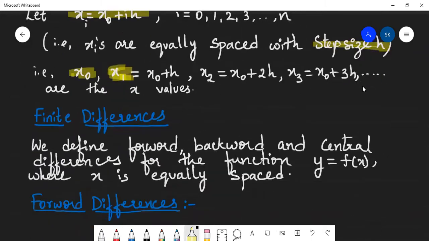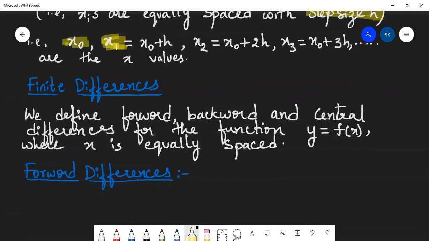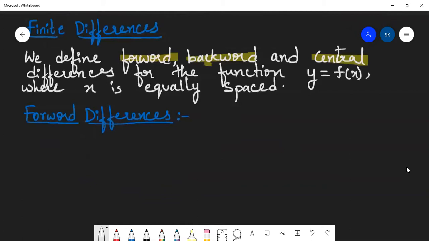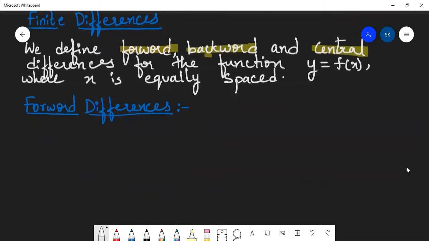Fine. Now, what are finite differences? Here we define three differences basically: forward, backward, and central differences for the function y equal to f of x, where the independent variable x is equally spaced. Now, first we'll get to know about forward difference. What is forward difference?